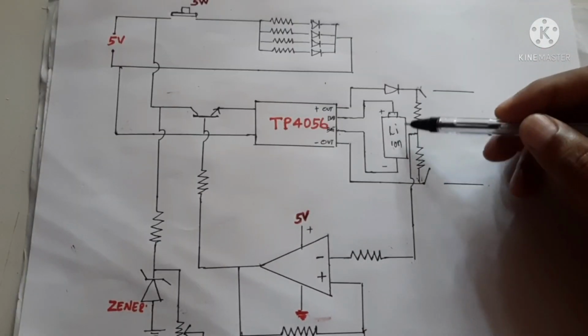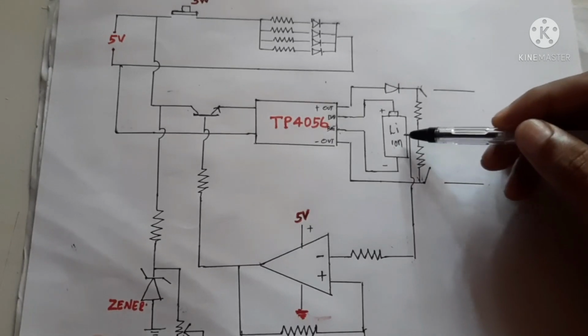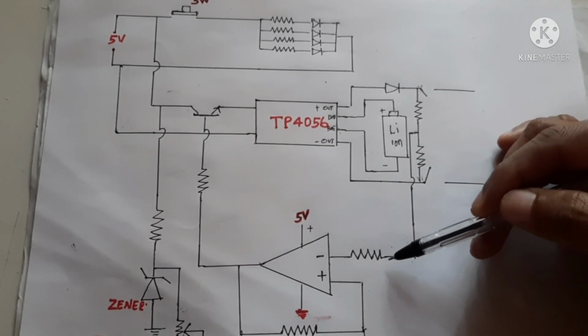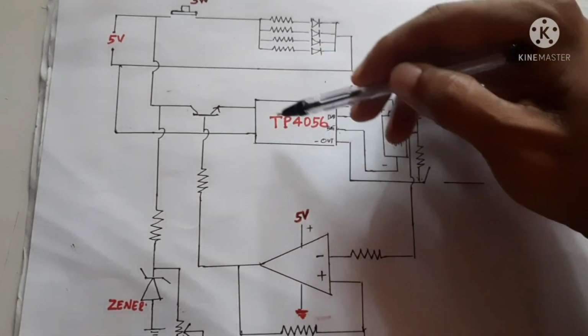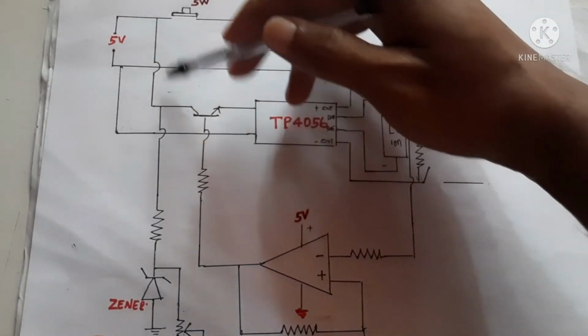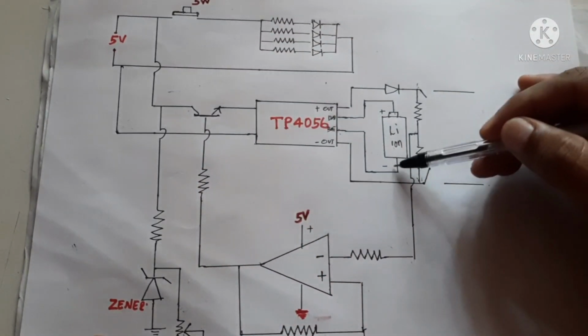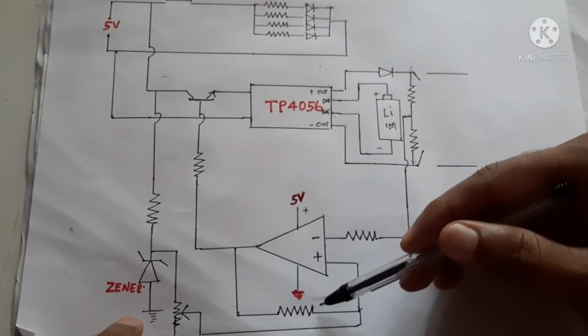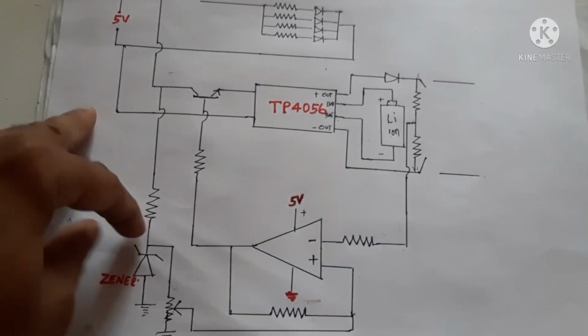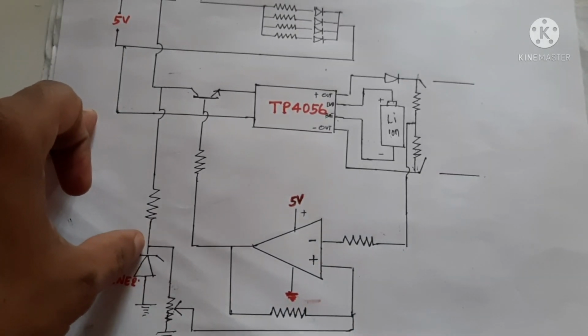If it is more than 3 volts, this transistor will not be on, and the battery will not be charged. Continuous charging can be avoided. Only when it falls below 3 volts will the TP4056 input get this 5 volts and begin to charge this lithium ion battery. This resistor is called the hysteresis resistor. That means this is a 1.5 volt Zener diode.